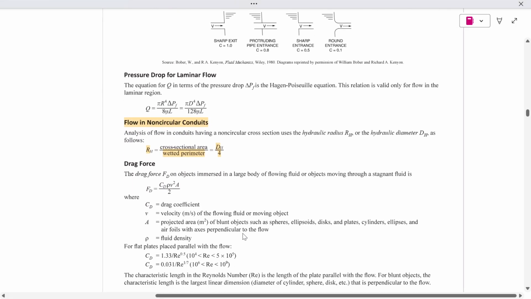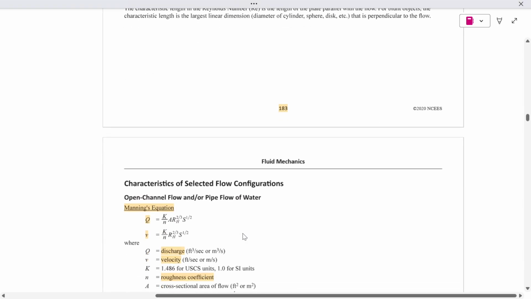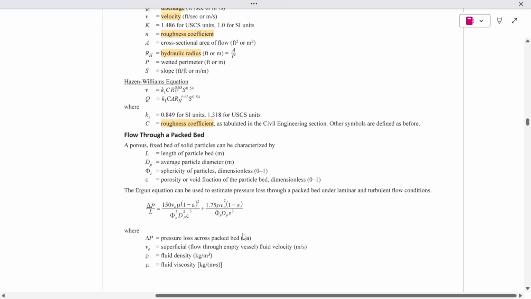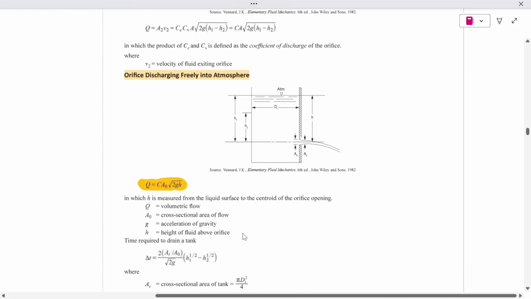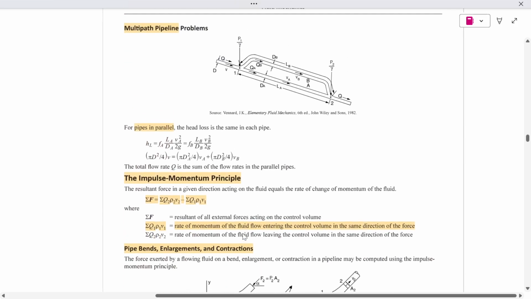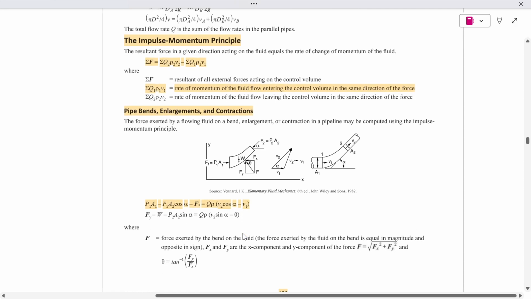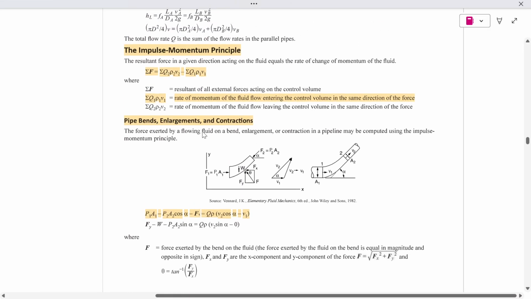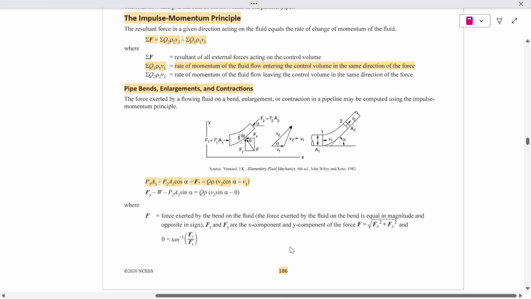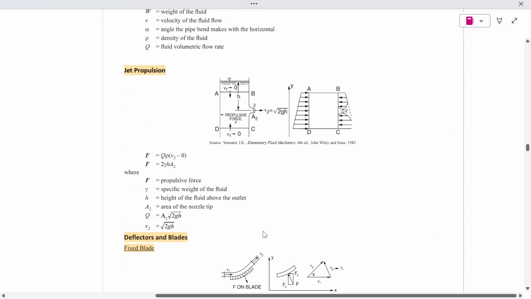Flow in non-circular conduits, we'll get to that one. Manning's equation, we'll check that later. Oil phase discharge, we'll talk about that more. Multi-path problems, we'll talk about that. Yep, this one will be one of the most confusing ones. We have a problem on this one. And there is jet propulsion, where F is equal to Q rho V.